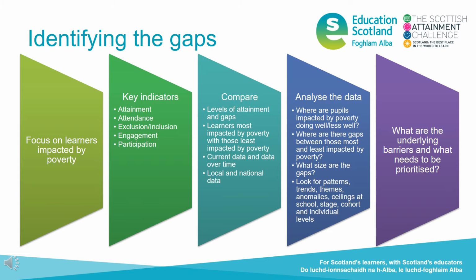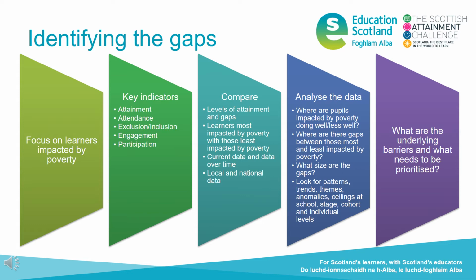You can see on the slide some starter questions for use when analysing data. Further questions will stem from the answer to these. Things to look for are patterns and trends, themes, anomalies, and ceilings on data. This type of analysis should look at data for learners impacted by poverty across the school, as well as taking a closer look at stages, cohorts, for example, looking at the data for a year group as they move through the school, and can also be done for individuals.